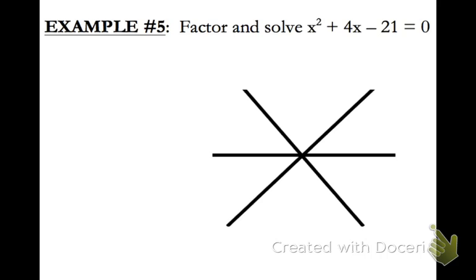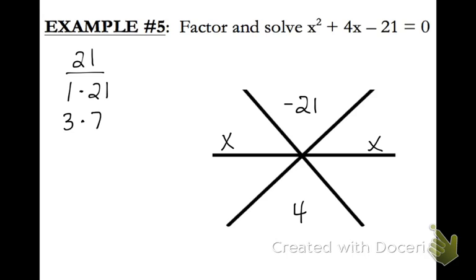Okay, next one, filling out our star, we're going to put negative 21 here, a times c. Put your b right there, and x's and x's. Okay, factors of 21. 1 and 21, then 3 and 7, that's it. So looking at this, I can see I'm probably going to use 3 and 7, because I could make those add to 4 if I make it a negative 3 and a positive 7. So then those would add to a positive 4 and multiply to a negative 21.